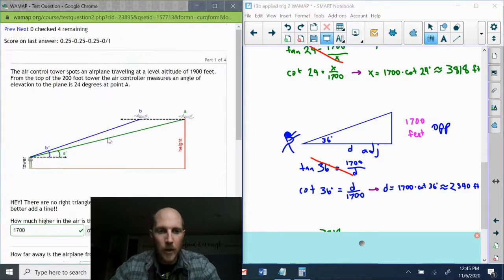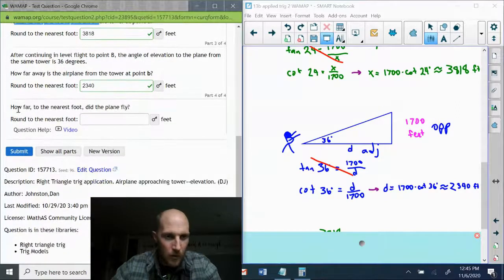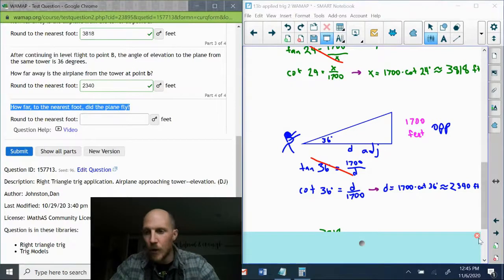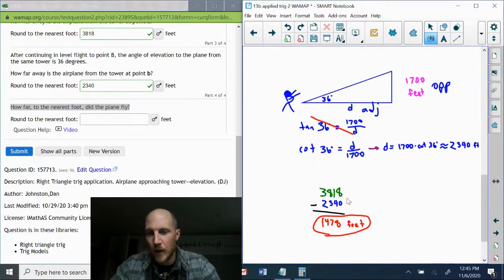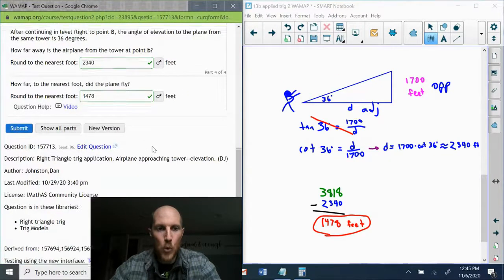2,340. And last question, how far to the nearest foot did the airplane fly? Guess I'm just going to subtract those two distances. 3,818 minus 2,340 got a difference of 1,478. It's already been rounded to the nearest whole foot. Boom, they're all correct.